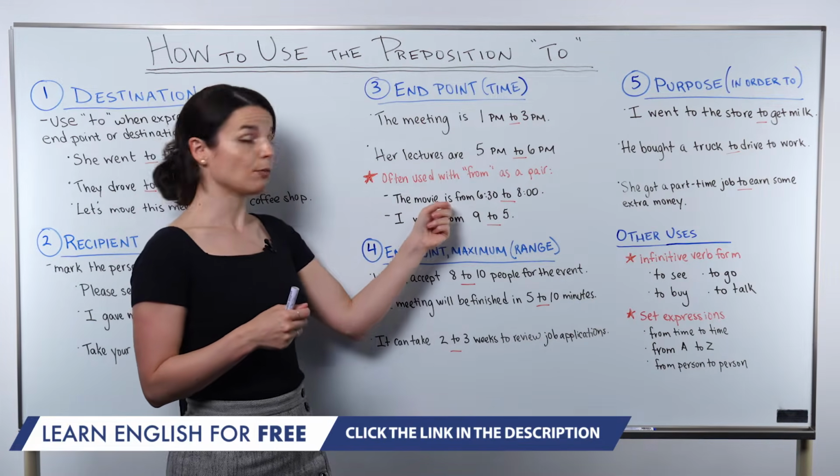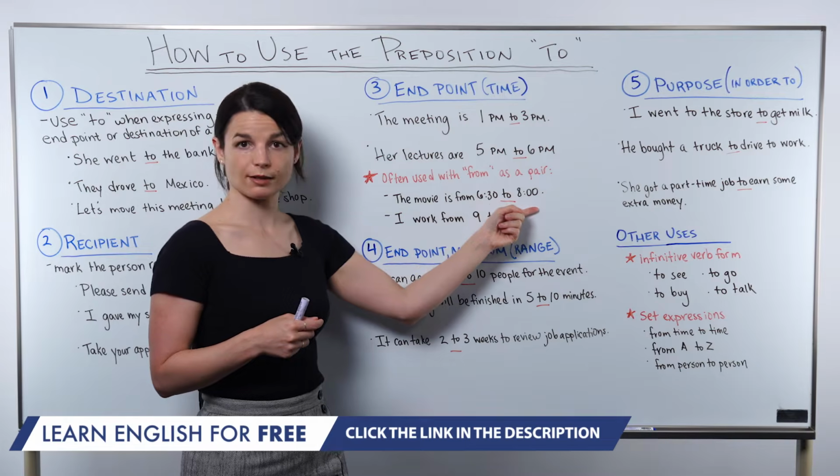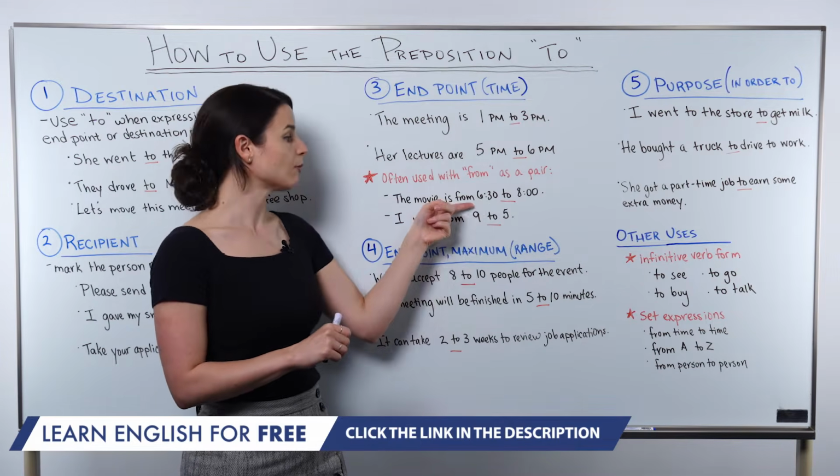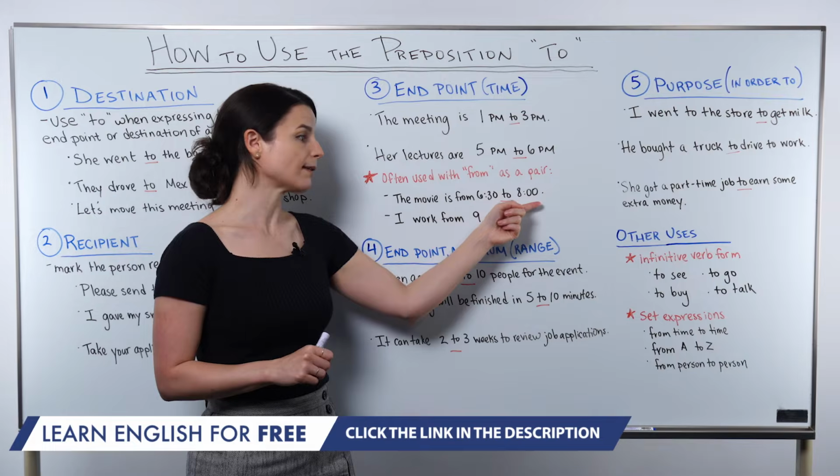For example, the movie is from 6:30 to 8. From marks the start point, to marks the end point.